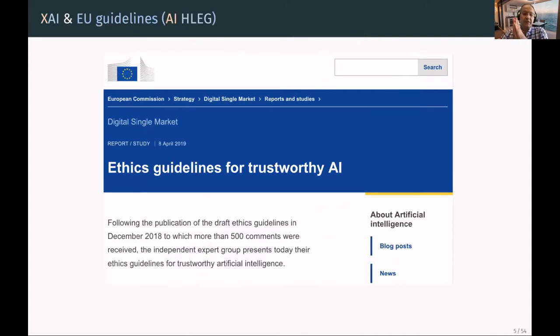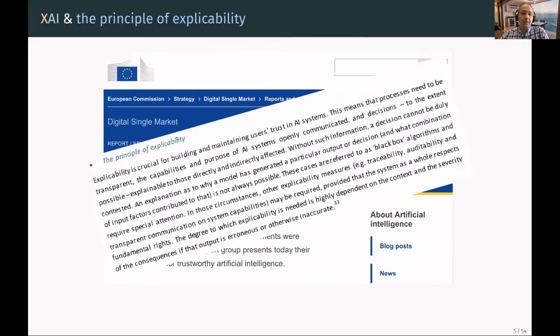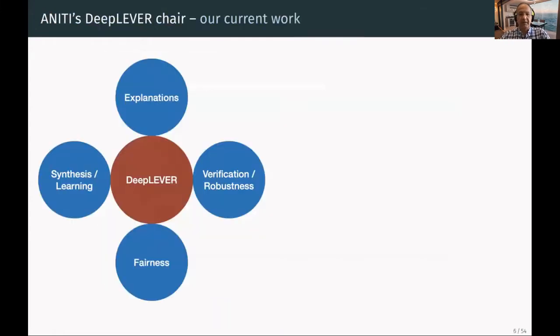And more recently, 2 years ago, the high-level expert group in AI proposed guidelines for trustworthy AI. And among several recommendations, there was the principle of explicability, which essentially justifies the need, again, to build trust in AI systems, the need to explain the predictions that machine learning models and systems make. And of course, when I wrote these slides, there were hundreds of papers. Now there are thousands of papers on XAI.